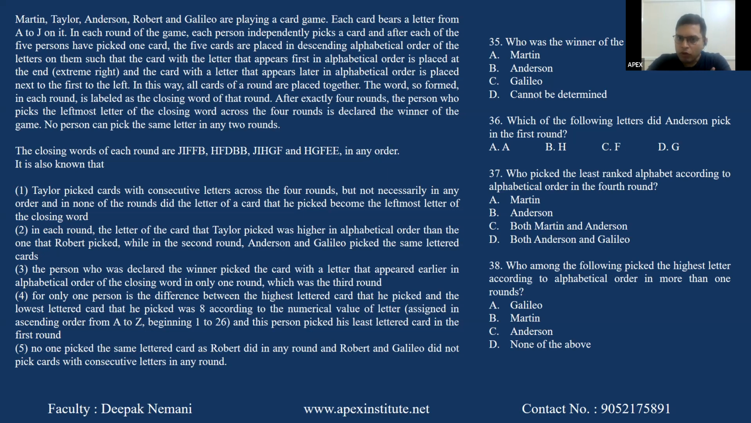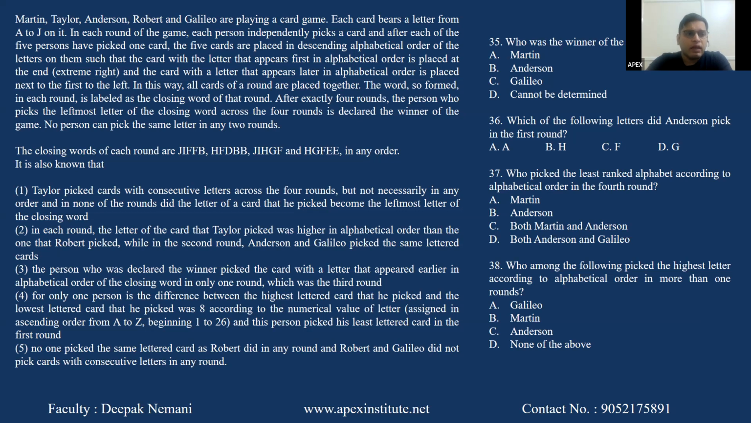Now, after exactly 4 rounds, the person who picks the leftmost letter of the closing word across the 4 rounds is declared as the winner of the game. So this is one statement I did not understand here. Across the 4 rounds, how can we decide the winner? Is it the person who has picked the leftmost alphabet or leftmost card for the maximum number of times, or for all the 4 times? I didn't understand this statement.